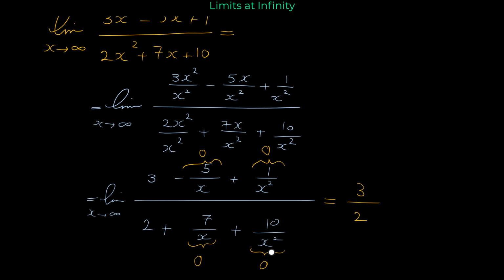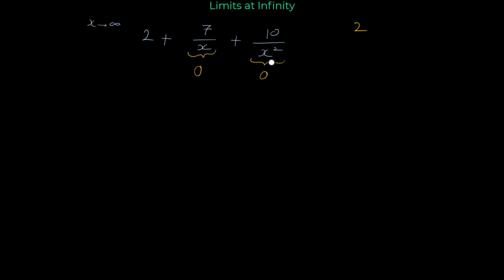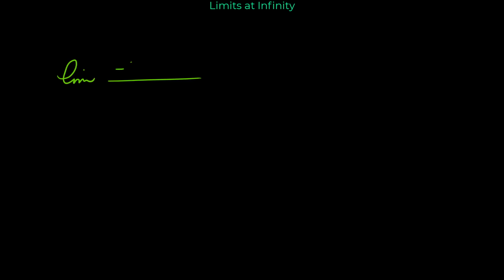But let me show you another example. Now look at this. We want to find the limit of (-2x^3 + 4x) over (x^2 + 9x + 100) as x approaches negative infinity.